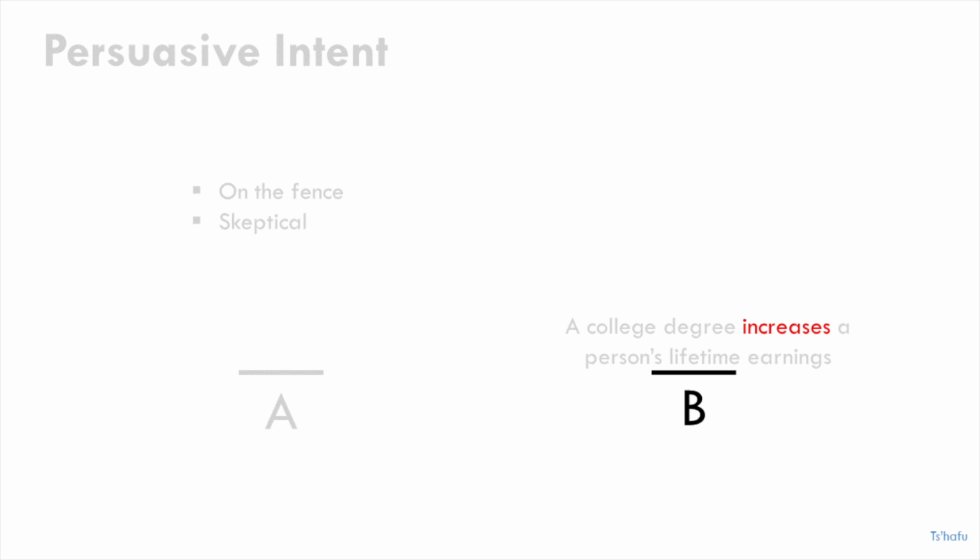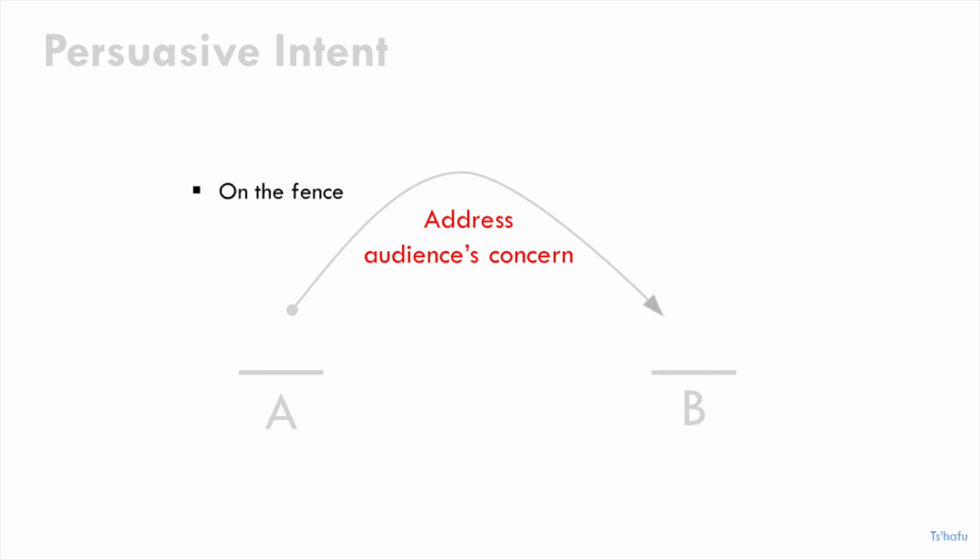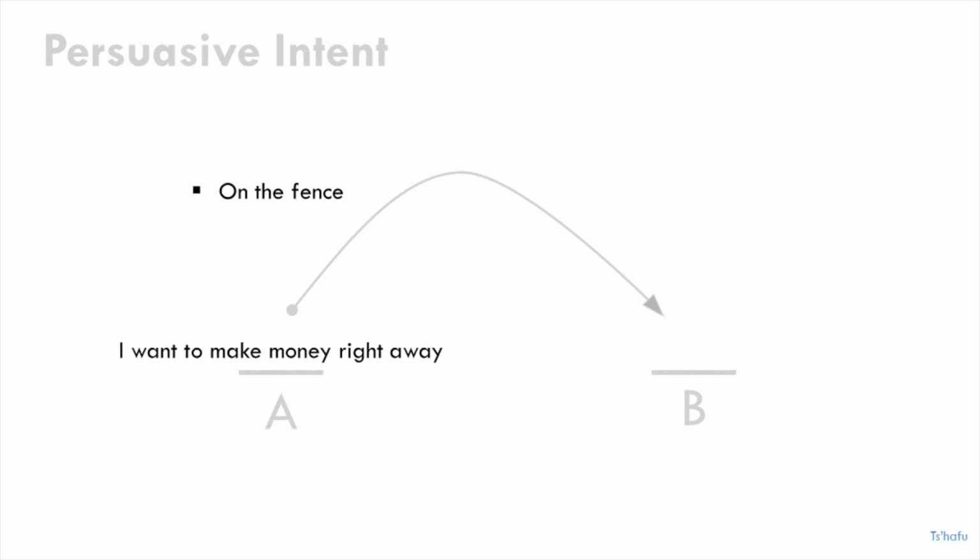But the problem with this current formulation is that it does not address the audience concern. Right? And so let's try to think through this. What would be an audience concern that is on the fence? Okay? What would that be? Well, one concern would be what? I want to make money right away.